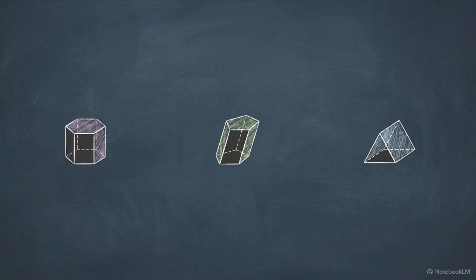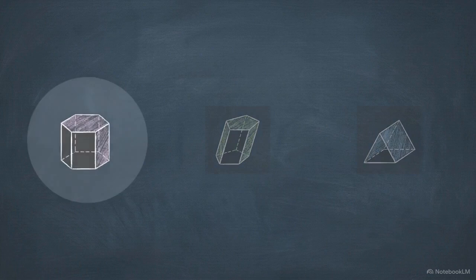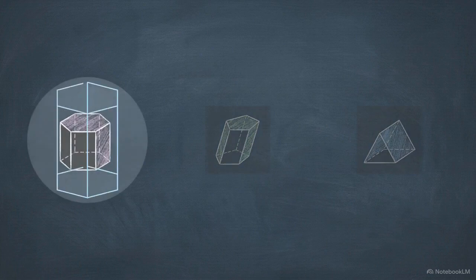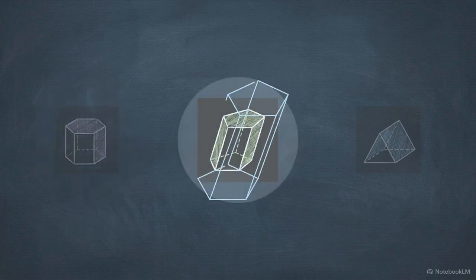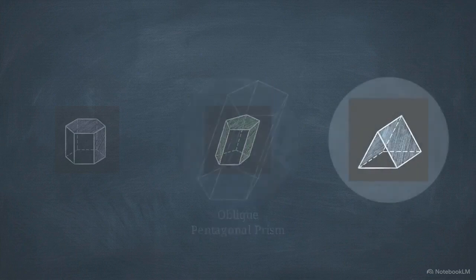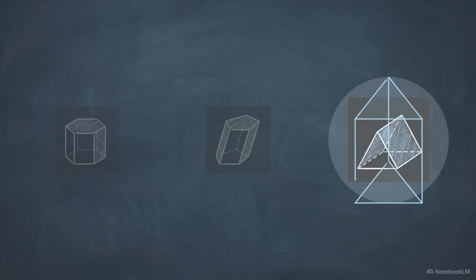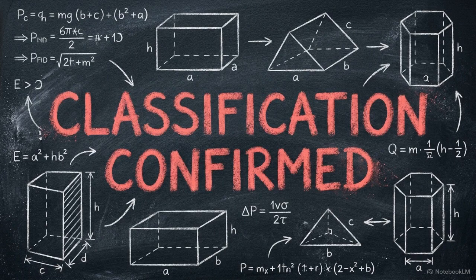It has perfectly perpendicular edges and a six-sided base. Therefore, it is a right hexagonal prism. The second shape features slanted edges and a five-sided base, making it an oblique pentagonal prism. And the third shape pairs straight 90-degree edges with a base made of three equal sides. This is a right equilateral triangular prism. Correctly identifying the subtype of a prism serves as the mandatory diagnostic step required before any mathematical measurement can begin.